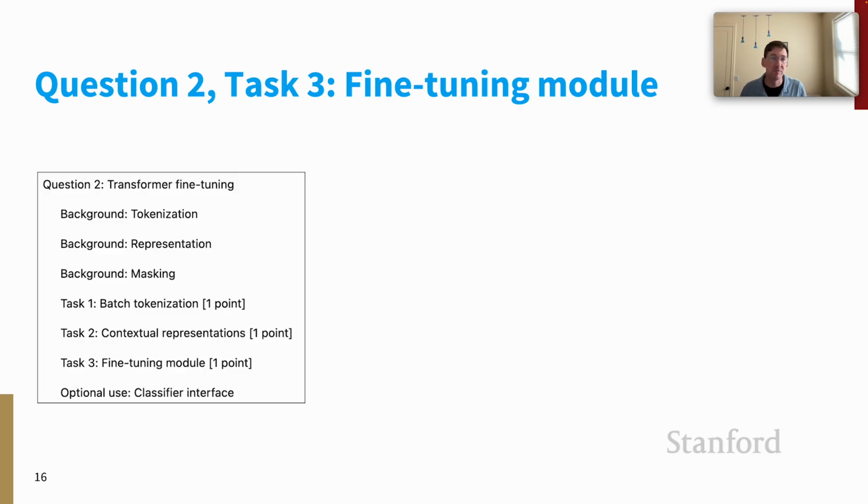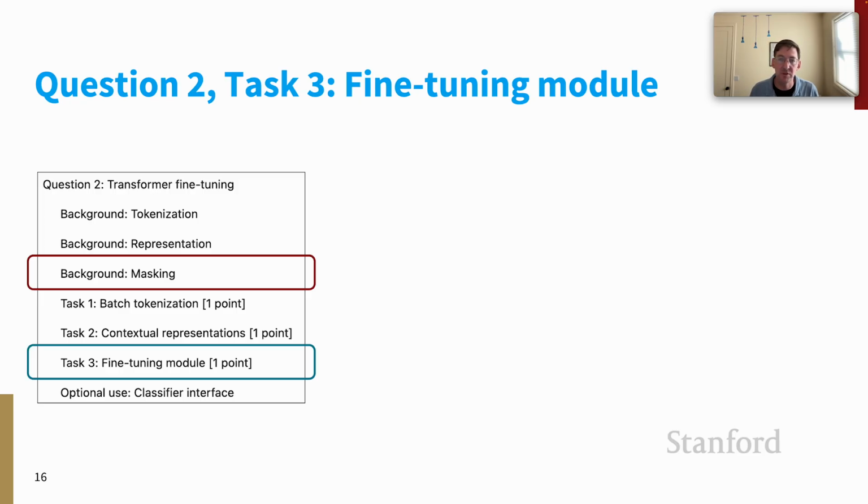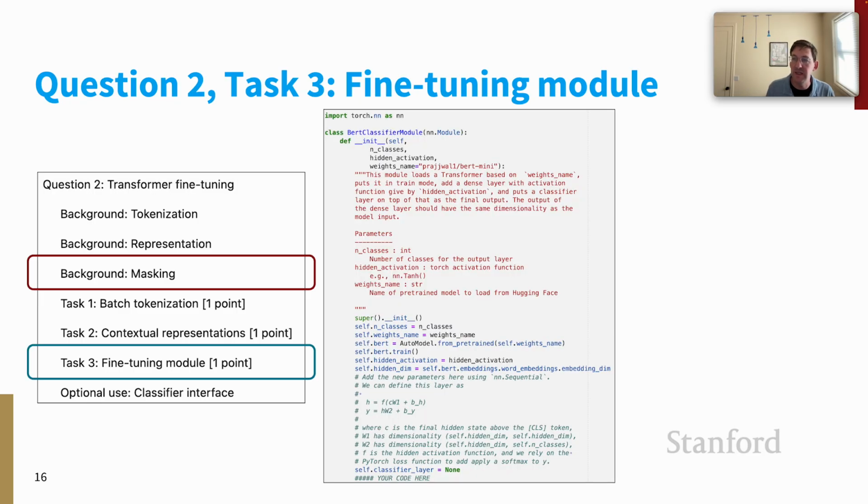And then the final question is similar. This is the most involved though, because this is where the pieces come together. Question 2, task 3 is writing a fine-tuning module. So there's one more background section on masking that you should check out, and then you'll be well set up to do this. You're going to be completing an NN module that we call BERT classifier module. There are 2 parts to that.